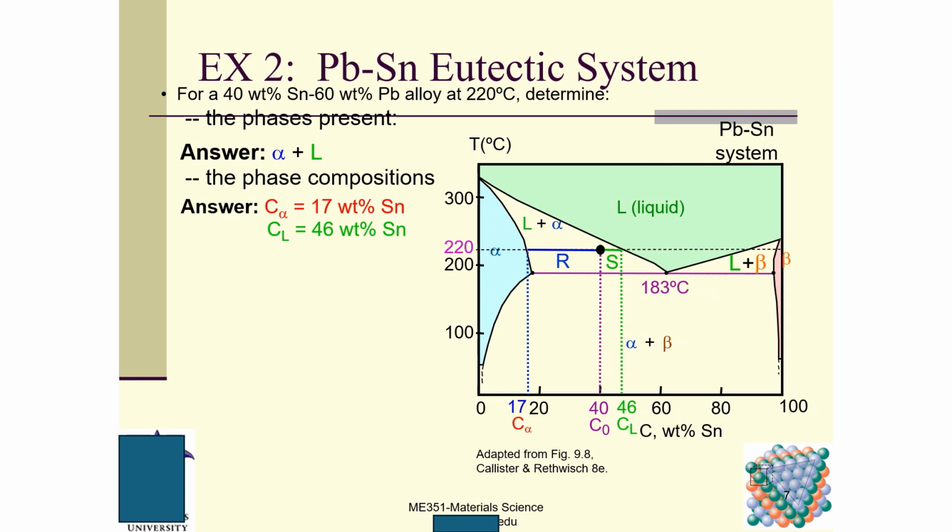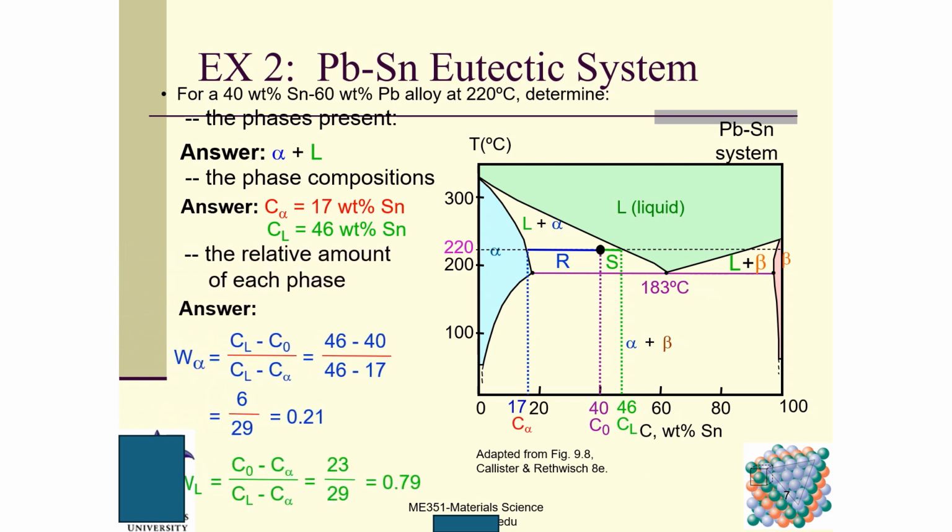And so you can just read C alpha here, and this is C_L on the liquidus. C_L equals 46% tin, and C alpha equals 70%. For the relative amount of each phase, we still use the lever rule. Draw a line here and get the two arm lengths R and S, and then we calculate W alpha and W_L based on this equation.